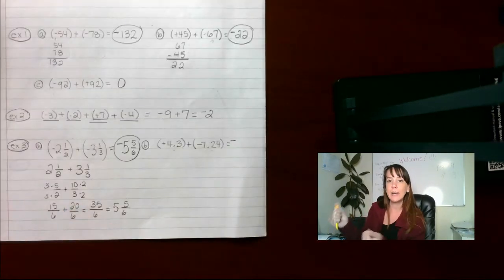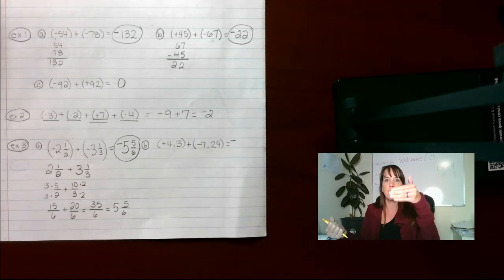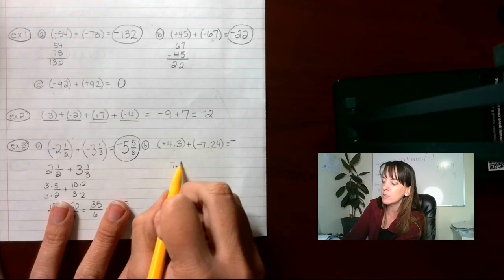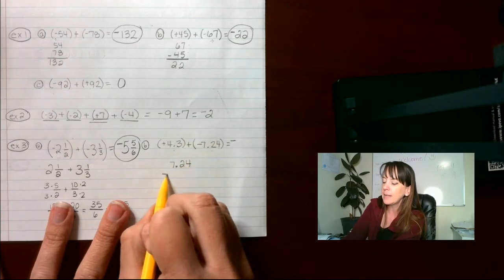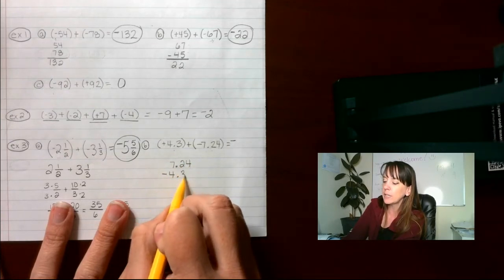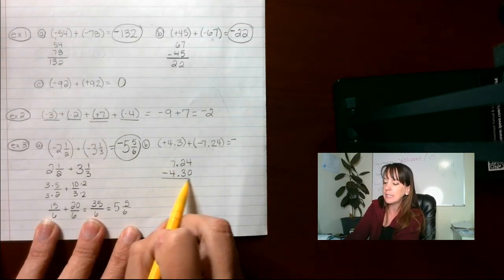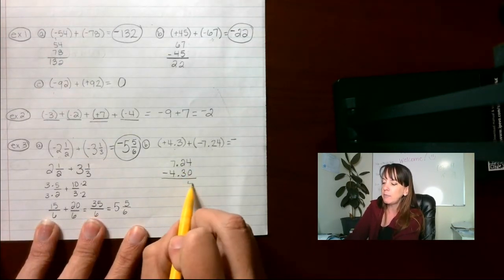Guys, when you subtract these, you want to do bigger, smaller, difference. So this one is bigger, so we're going to do 7.24 minus 4.3. Notice I'm lining up those decimals and putting a little placeholder in here so that it's nice and clean. Subtracting those, we get 4.